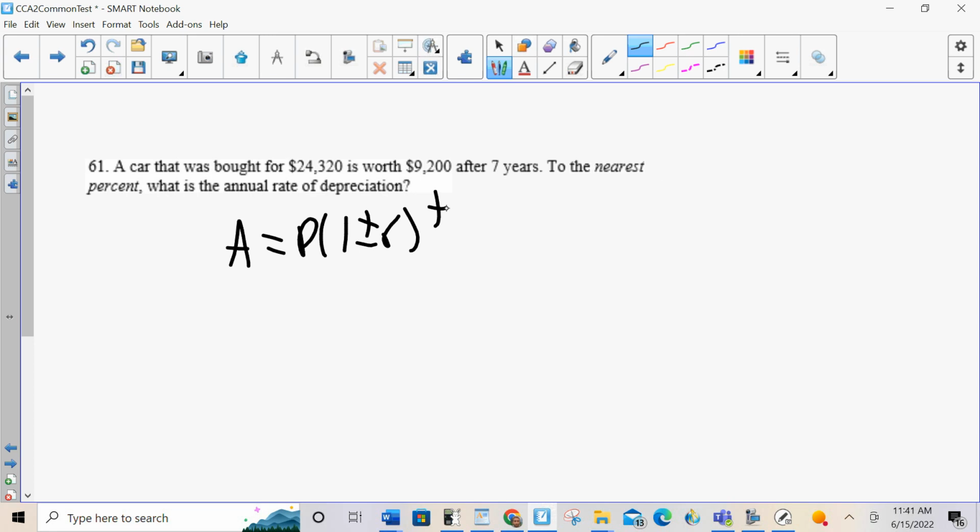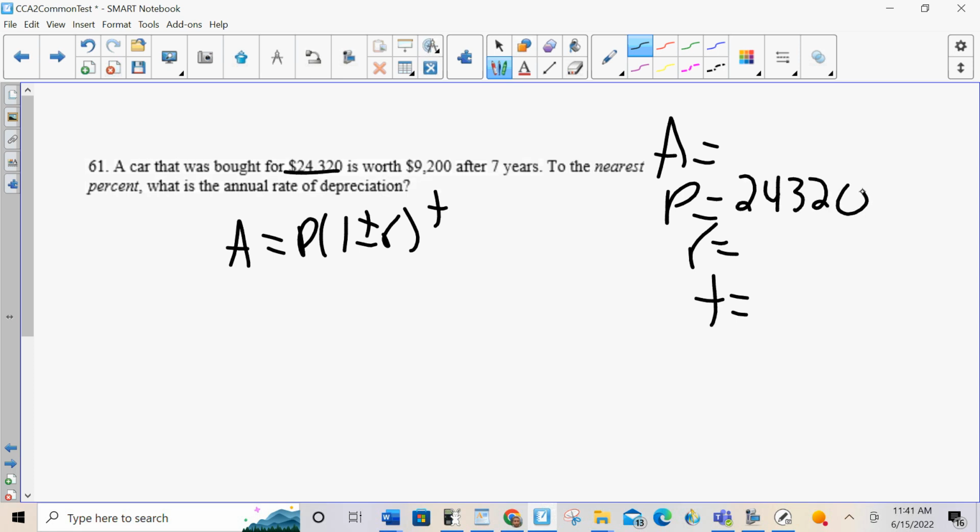A, P, R, T. A car was bought for $24,320. Well, P is your initial amount. A is your after amount. After time has passed, it's now worth $9,200. Time is 7. The rate is what I'm trying to find.